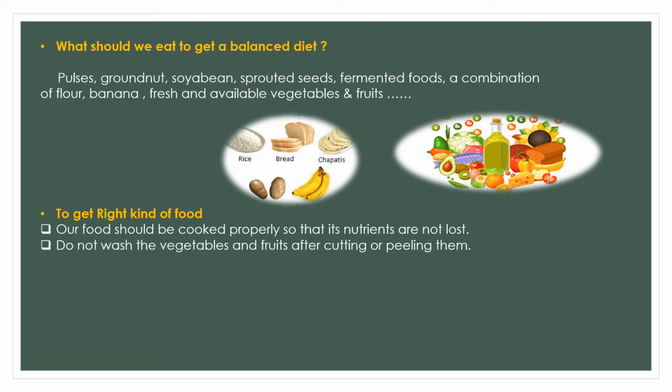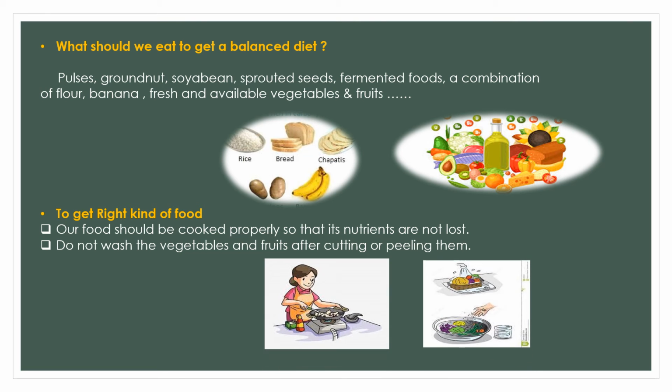And how to get the right kind of food? How should we prepare food? Our food should be cooked properly so that its nutrients do not get lost. And make sure not to wash the vegetables and fruits after cutting or peeling them. We should not wash them then. We should wash our vegetables and fruits before peeling them.